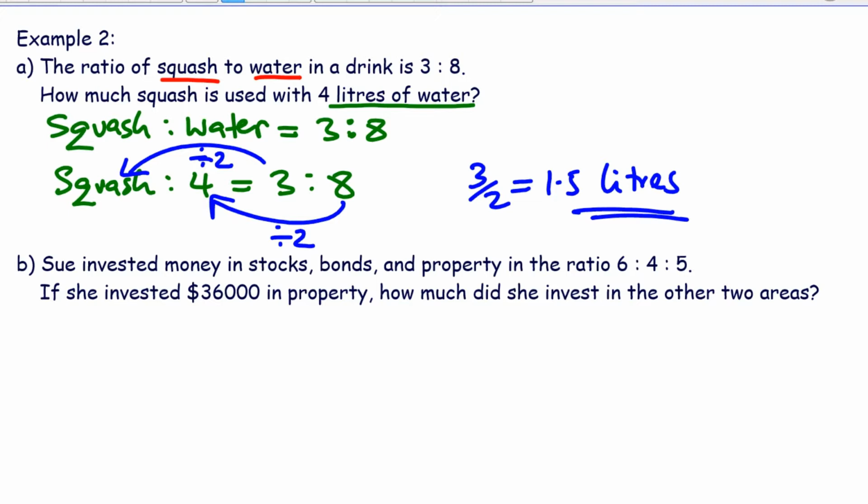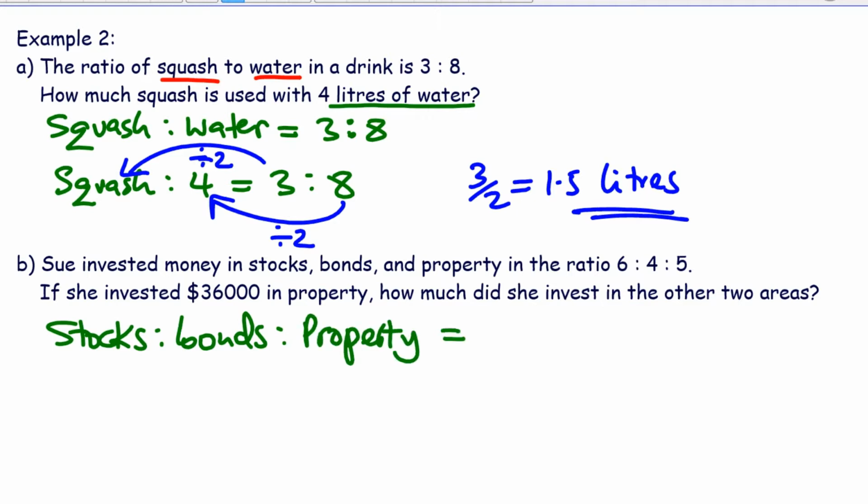In part B, Sue invested money in stocks, bonds, and property in the ratio 6 to 4 to 5. If she invested $36,000 in property, how much did she invest in the other two areas? So we can go ahead and say stocks to bonds to property is equal to 6 to 4 to 5.